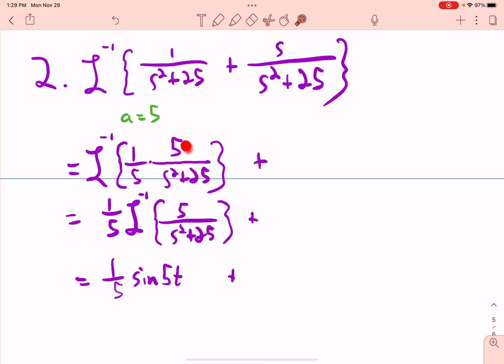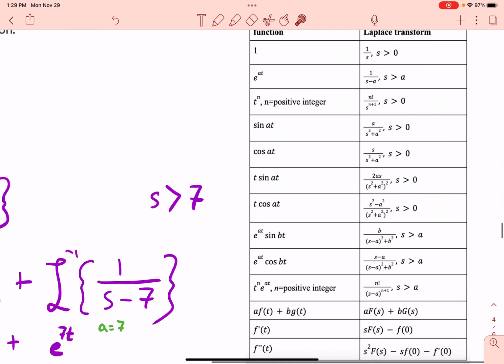All right, that deals with our first fraction. We've taken the inverse Laplace transform of it. Now we look at our second fraction. This is s over s squared plus 25. So we're going to go look back at this table.